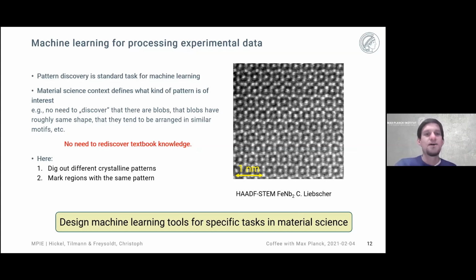So we need to design algorithms that solve particular problems in material science and not just standard approaches that will dig out anything. In this particular case, as I mentioned before, it's really about digging out different crystalline patterns and then marking those regions with the same pattern in the original image, so that we can have a closer look and understand what is going on. And this brings us back to material science and thinking about what we are actually looking for.